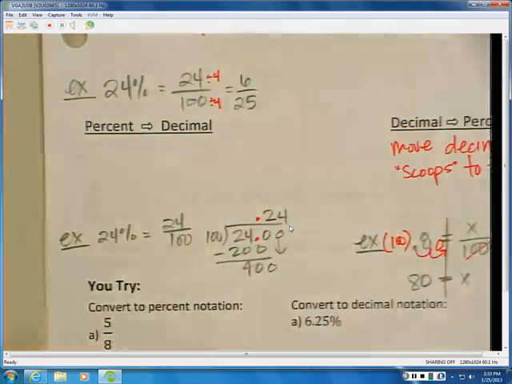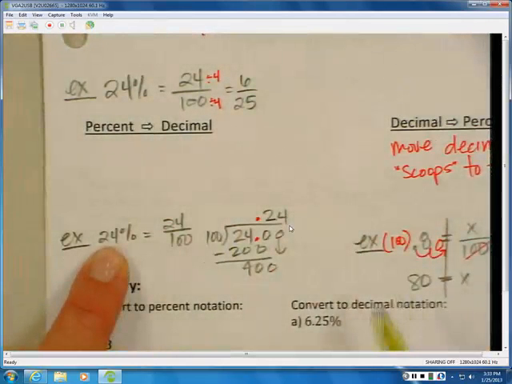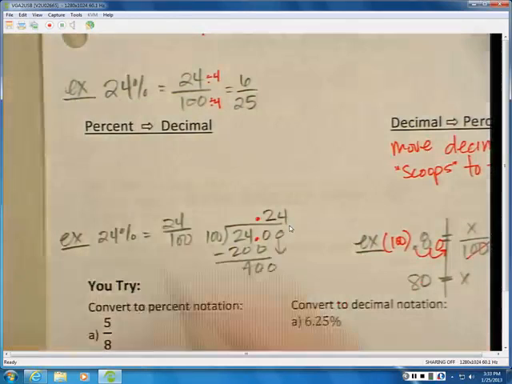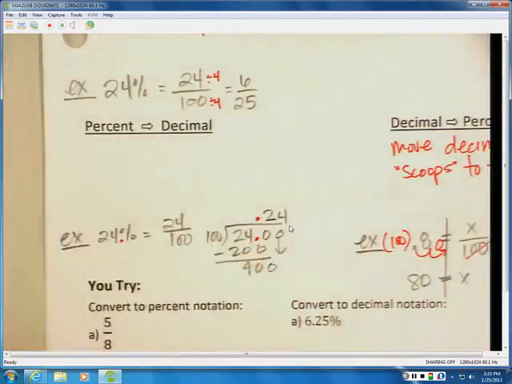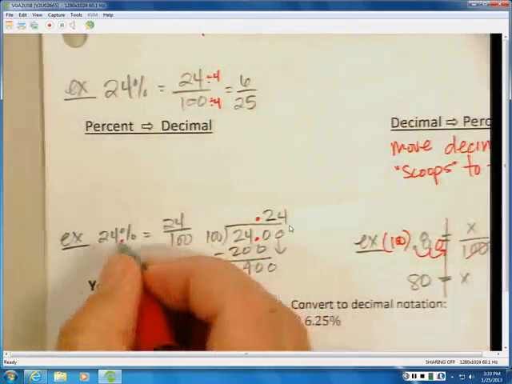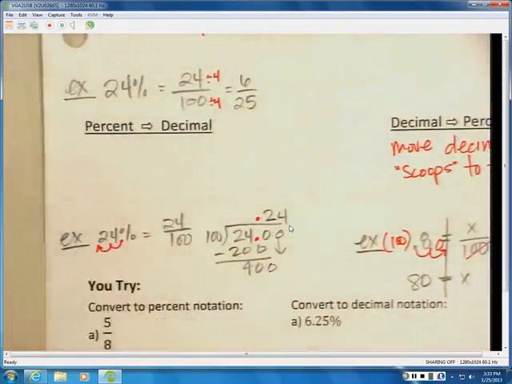So let's look at the relationship. If I have a percent, 24%, I end up with the number 0.24. What did I do with my decimal? What would be the shortcut? Currently, the decimal is here, after the 4. The shortcut would be to pull it 2 scoops to the left.